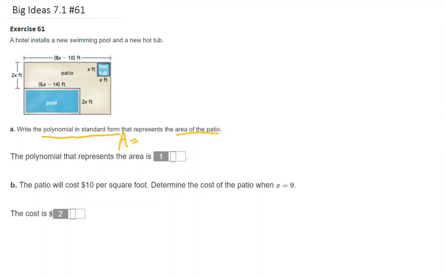So let's remember that area is length times width. That's key here. And the big idea is that we want to take the area of the entire patio rectangle and we want to subtract off the bits for the pool and the hot tub. So we're going to write an expression for the whole patio minus the area of the pool minus the area of the hot tub.